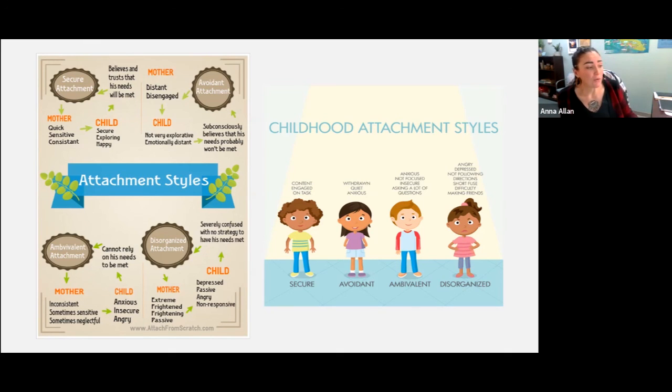Now moving on to disorganized attachment. So actually I'm going to go up to avoidant first. This is where the primary caregiver is distant or disengaged. This is the caregiver that, for whatever reason, and there's a spectrum of reasons, is not acting as a caregiver.